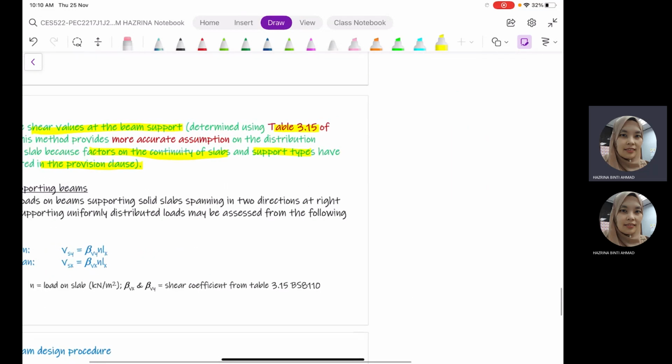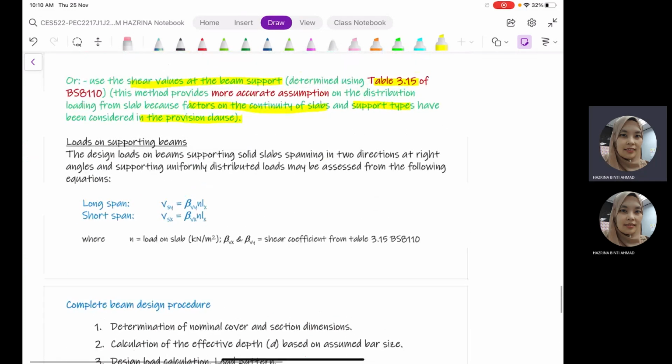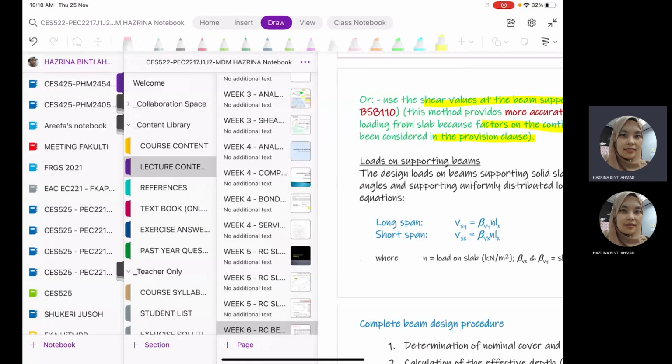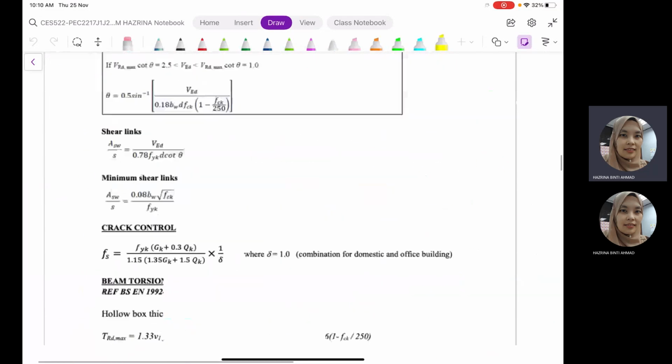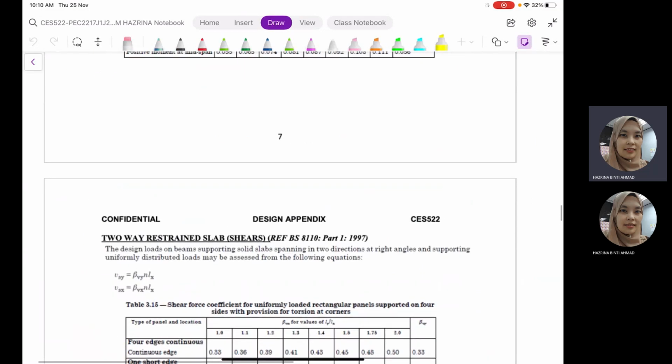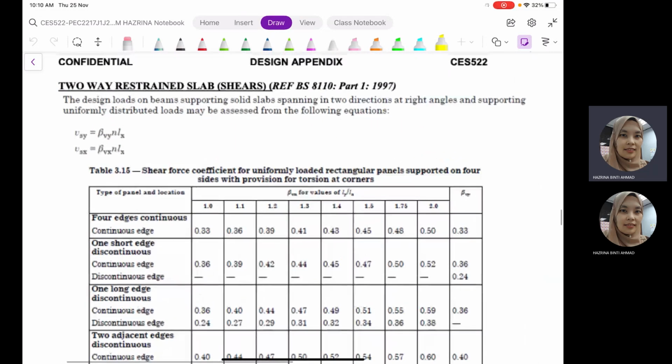So the table that we will be referring to, if we refer back to our design appendix, is table 3.15. This gives us the shear force coefficient for uniformly loaded rectangular panels supported on four sides with provision for torsion at corners. So we can calculate the design loads on beams supporting solid slabs spanning in two directions at right angles and supporting uniformly distributed loads.